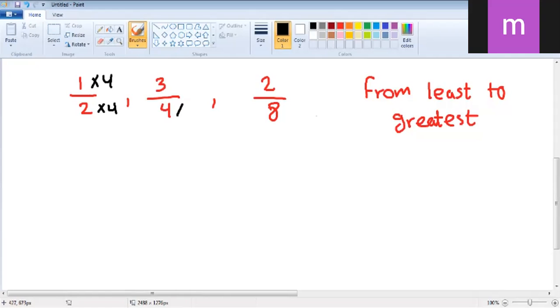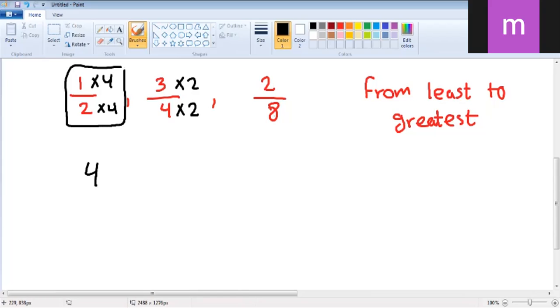And this one, 4, can you convert it to be 8? 4 multiplied by 2. So 4 multiplied by 2 and 3 multiplied by 2. And what about 2 over 8? Don't change it. Just drop it as itself. Now write the new fractions.